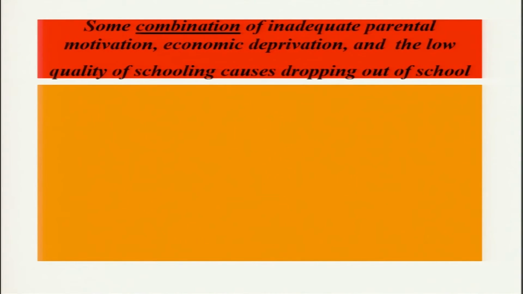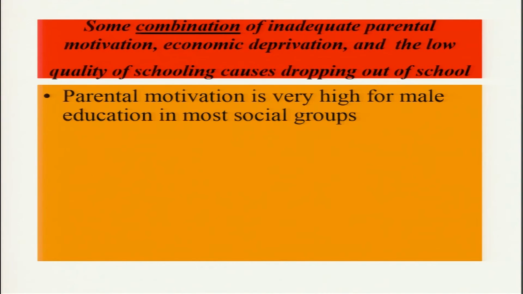So these are the causes. Now let us explain the cause of education deprivation in our country. Some combination of inadequate parental motivation, economic deprivation, and low quality of schooling causes dropping out of school. We have discussed these three factors: inadequate parental motivation, economic deprivation, and low quality of schooling. Now one can explain why children drop out from school, or why there is education deprivation. That is a combination of all these reasons put together.